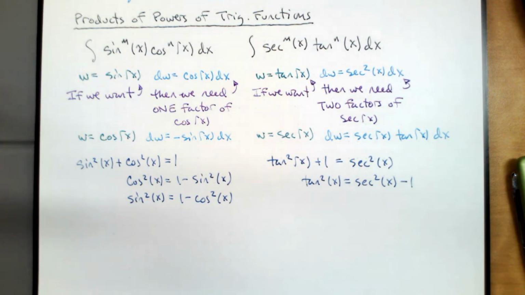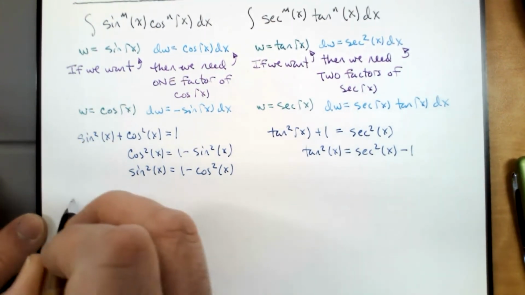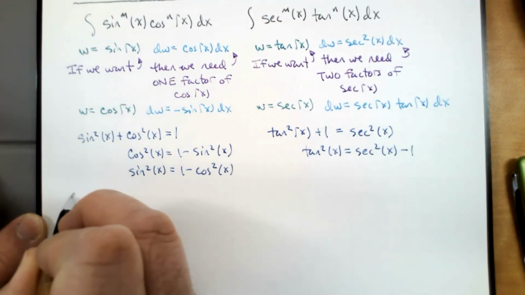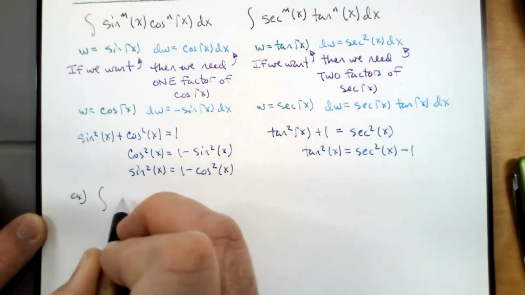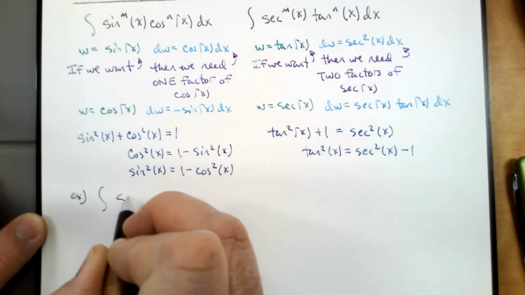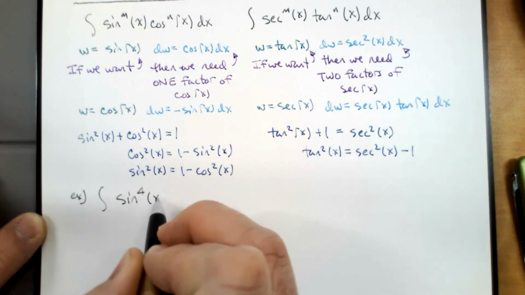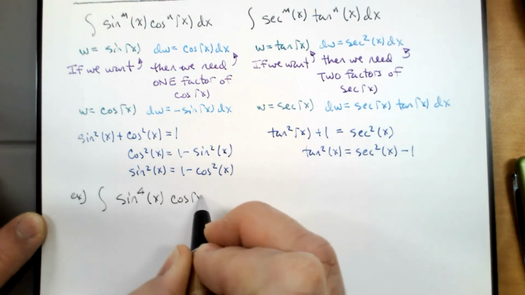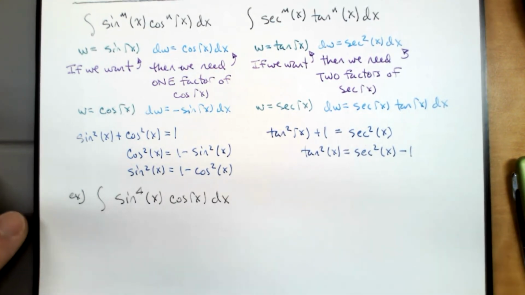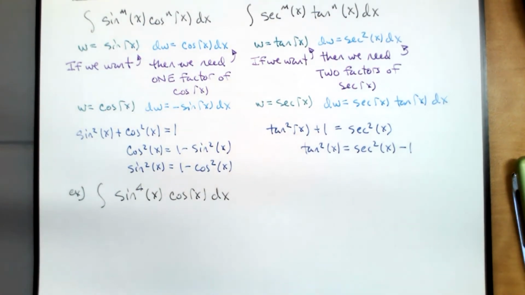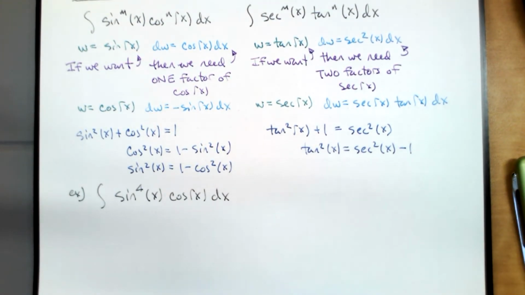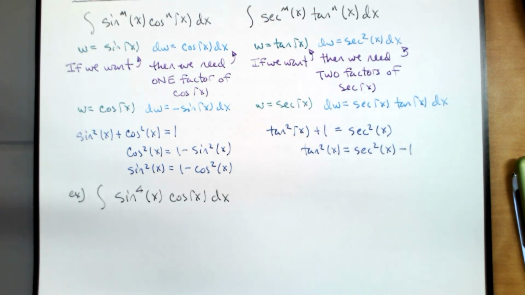Let's take a look at an example. Let's suppose that we wanted to integrate sine to the fourth x cosine x dx. This is nice and straightforward.